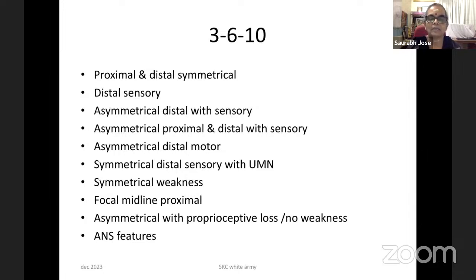And symmetrical distal sensory with upper motor neuron. For example, subacute combined degeneration of the cord, B12 deficiency, copper deficiency, HIV. So these involve the spinal cord as well as the peripheral nerve, predominantly sensory. So when you recognize the pattern, diagnosis becomes easy. And symmetrical weakness. And focal midline proximal, that is you have got midline structures involved, spinal, paraspinal structures getting involved. Then asymmetrical with proprioceptive loss, no weakness.